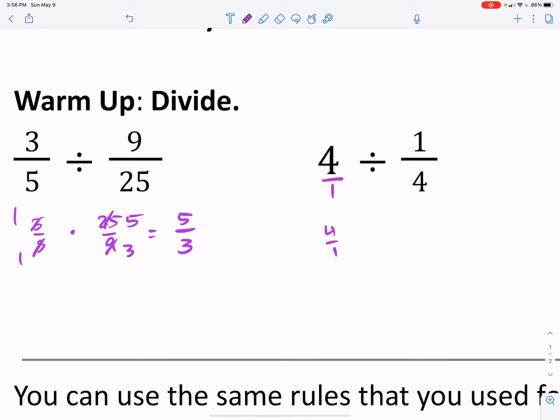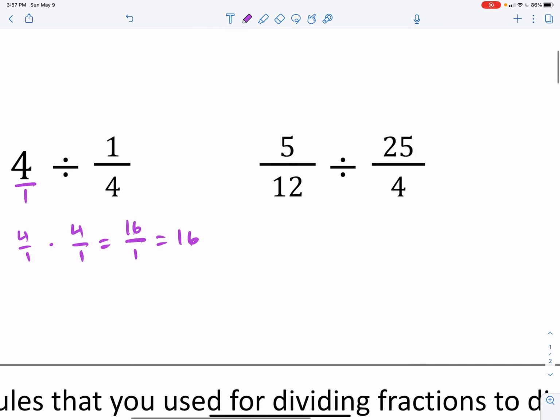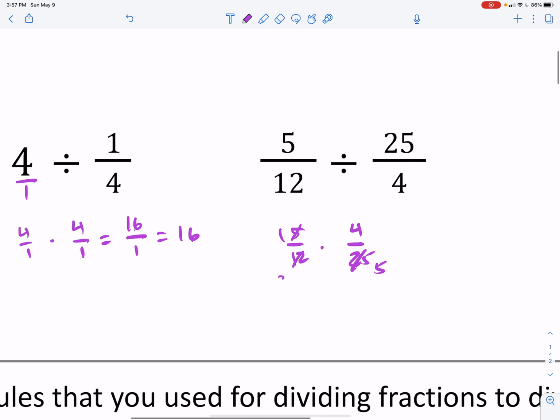The next one, you can make this first one into a fraction. So you have 4/1 multiplied by keep, change, and a flip again. Nothing I can cross simplify, so you multiply straight across. It looks like I get 16/1, which is just 16 for the second one. And last but not least, let me keep, change, flip. Let's see what I can simplify. 5 and 25 becomes 1 and 5. 12 and 4 becomes 3 and 1. You multiply straight across and you get 1/15.